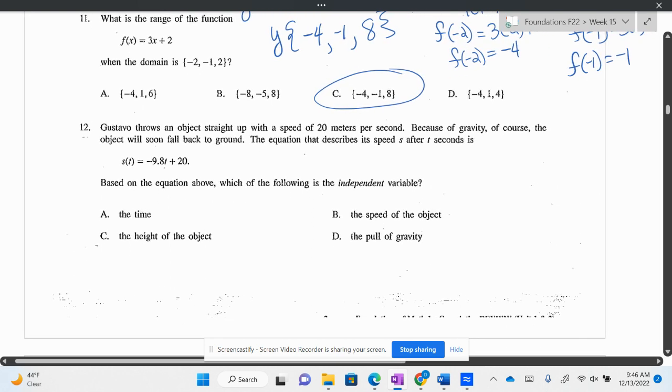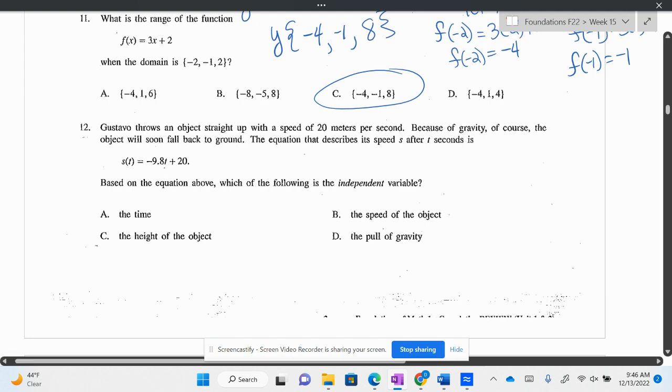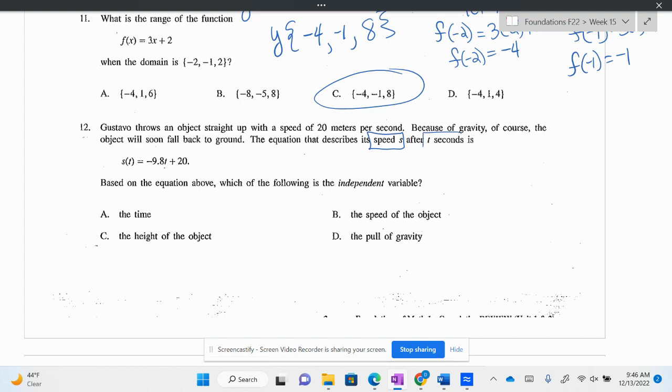Gustavo throws an object straight up with a speed of 20 meters per second. Because of gravity, the object will soon fall back to the ground. This is the equation that we're going to use. Based on the equation above, which of the following is the independent variable? Is the speed independent, or are seconds independent? Well, the amount of time is always independent, remember? So the time is the independent variable.